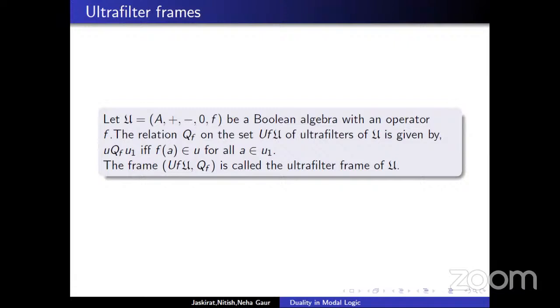Ultrafilter frames are the same kind of tool. Complex algebras give us the embedding from frame to modal algebra. Ultrafilter frames go the other way: how can we send a Boolean algebra with an operator to a Kripke frame? It is defined like that. If we have a Boolean algebra with an operator f, then the collection of all ultrafilters of U, with relation Q_f, is called the ultrafilter frame of U, where Q_f is defined by: U Q_f U1 if and only if f(a) is in U for all a in U1.